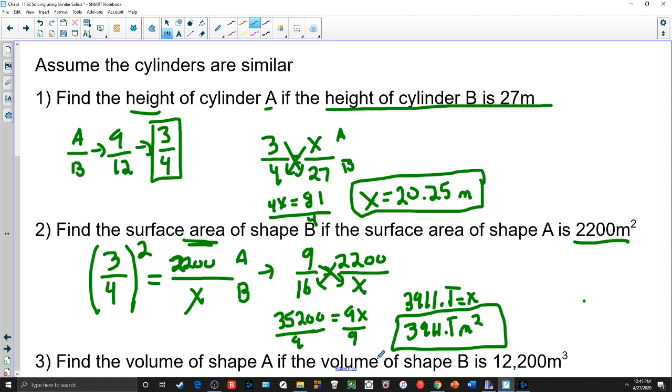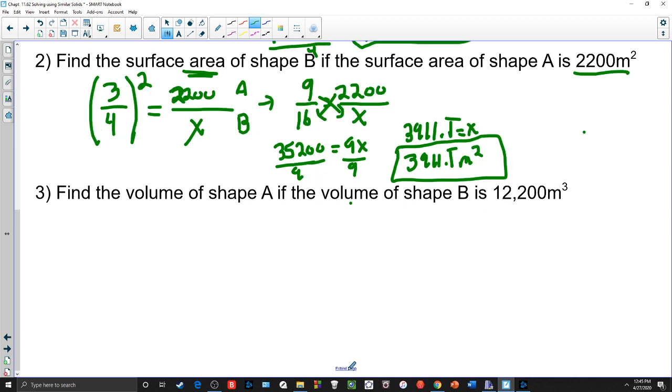So the last one here says find the volume of shape A if the volume of shape B is 12,200. Well, again, stick with the same scale factor, 3 over 4. But because it's volume and because it's cubic units, I'm going to have to cube this fraction first and then set it equal to my other fraction. And again, I'm still going with A over B. So the volume of A, I don't know. The volume of B, however, I do know, 12,200.